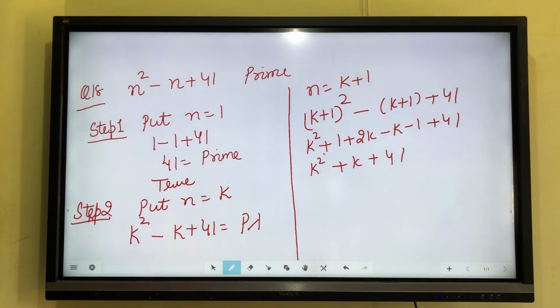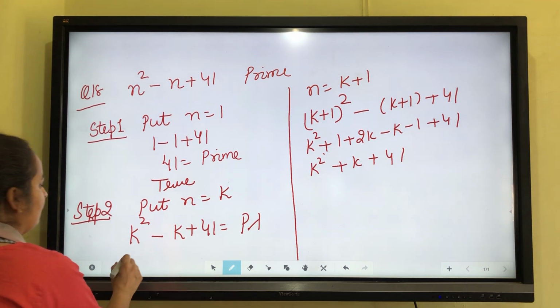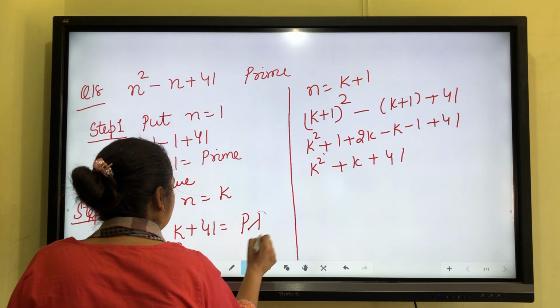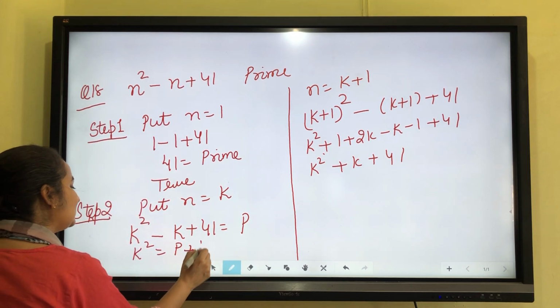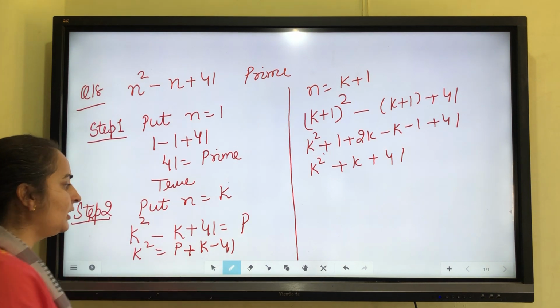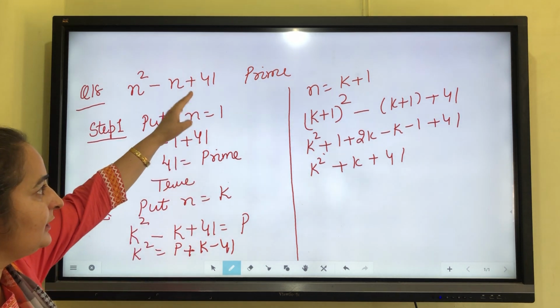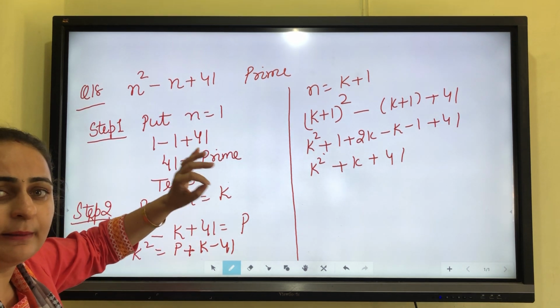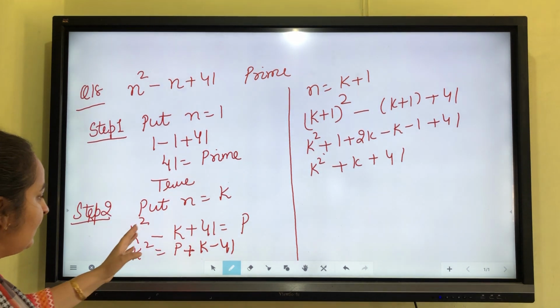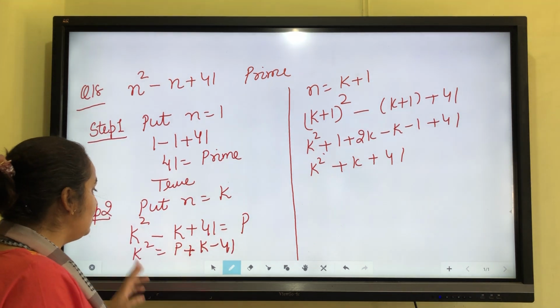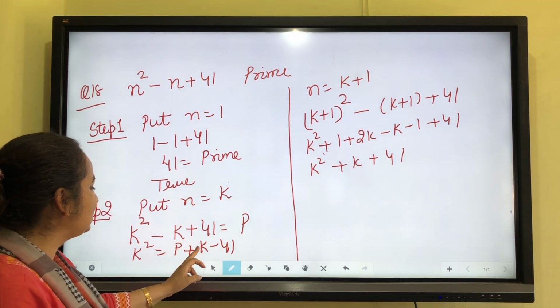Now let's check whether the number is prime or not. You want to take the prime number common here. Now fill the value of k square from here. k square is equal to prime number. There is no need to write the lambda. Prime number plus k minus 41. Why am I not using a lambda? Because lambda is used in the case where the question talks about divisible, multiple or factor. But in this case he wants us only to prove the prime number, so I am taking only a prime number. Now k square is equal to P plus k minus 41.